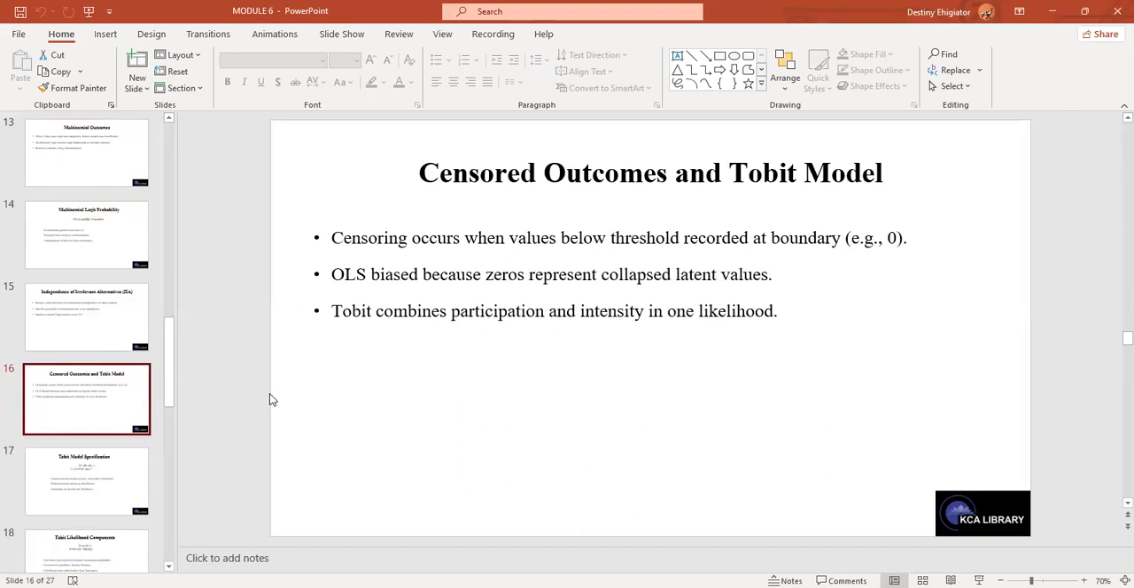Let's look at censored outcomes and the Tobit model. Censoring occurs when values below a threshold are recorded at a boundary, e.g. 0. OLS is biased because 0 represents collapsed latent values. Tobit combines participation and intensity in one likelihood.